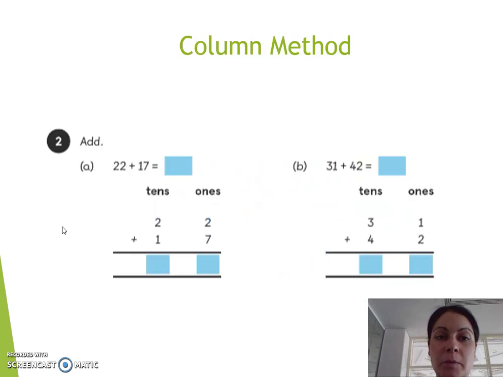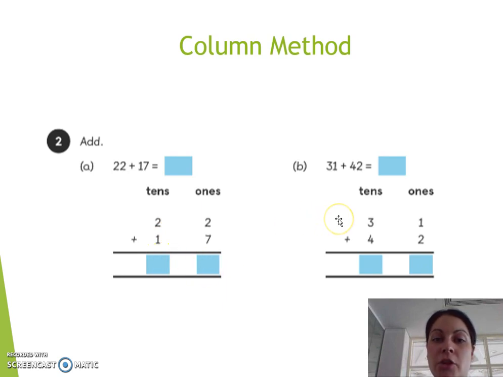As I said earlier, we will be using the column method, that was method 3. So this sum here now, the addition is 22 plus 17. So that is 2 tens, okay, and 2 ones, 22, plus 17, 1 ten plus 7 ones. So now I'm going to add my ones first. You always start with the ones. 7 plus 2 is 9. 2 tens plus 1 ten is 3 tens, so the answer is 39.